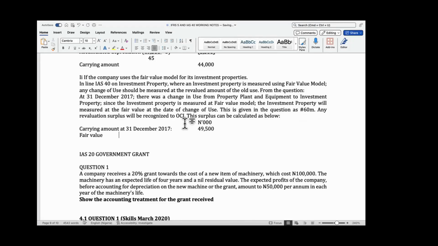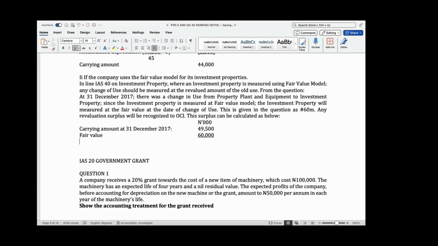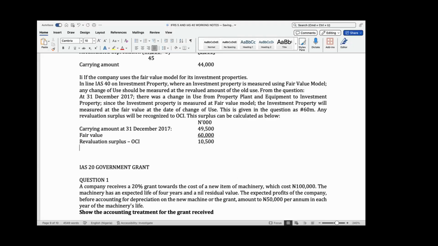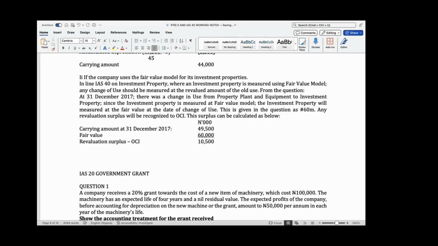What's the fair value? 60. What's the difference? Yeah. 25. Second one.